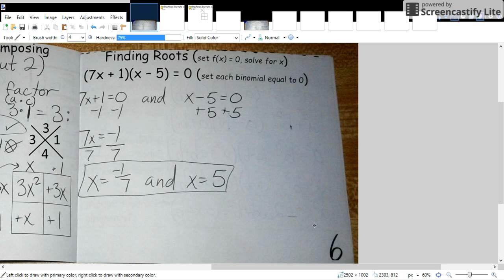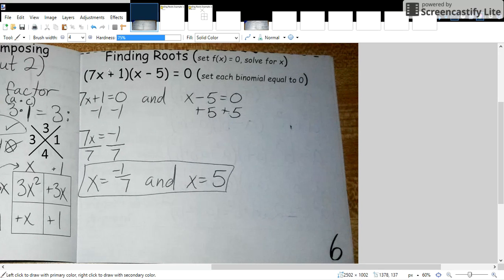Alright, so we're going to turn to page 6 in our little quadratics book. It's finding roots. So basically we're going to set f of x equal to 0 to solve for x. The difference between this and where we're just wanting to factor or multiply out the binomials is that it has an equal sign. If it has an equal sign, it's no longer just an expression, it is now an equation.